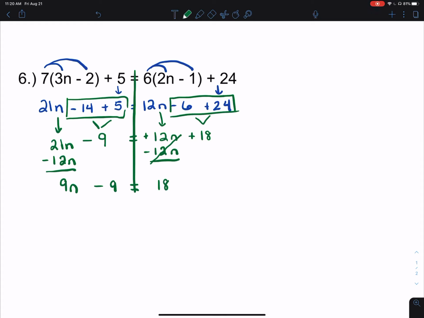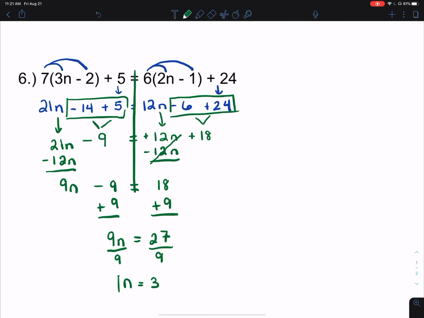Then I'm going to get rid of that minus 9, because my goal is to get that n by itself, by adding 9 to both sides. That gives me 9n equals 27. Last, I need to undo that multiplication, so I'm going to divide both sides by 9, and that would give me n equals 3.